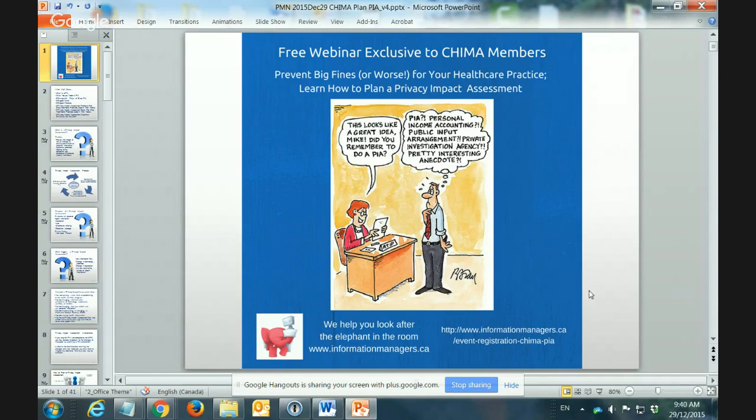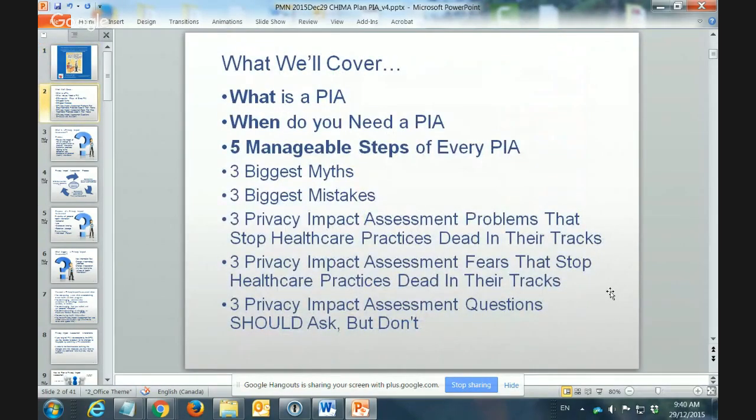So we're going to talk about a great deal of information today. And we're going to talk about the 5 manageable steps of every privacy impact assessment. What is a privacy impact assessment? When do you need a PIA? And the 3 biggest myths, mistakes, and problems that many people believe about privacy impact assessments. And importantly, the 3 PIA questions that people should ask but don't.